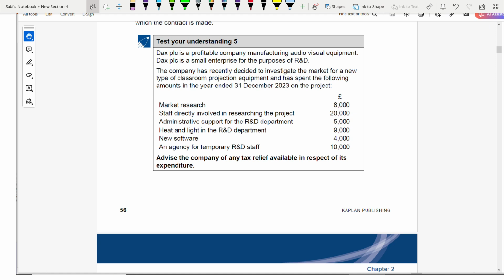Now let us do a question. Test your understanding 5. You have to advise the company of any tax relief available in respect of the expenditure. We have been given some expenditure. Remember, all might not be available for tax relief. Market research, staff directly involved in the research project, administrative support for R&D department, heating and lighting in R&D department, new software and agency for temporary R&D staff. Tell me, what is allowable and what is not? Market research, no. Admin support and heating and lighting are allowable expenses, but they are not qualifying for additional relief.